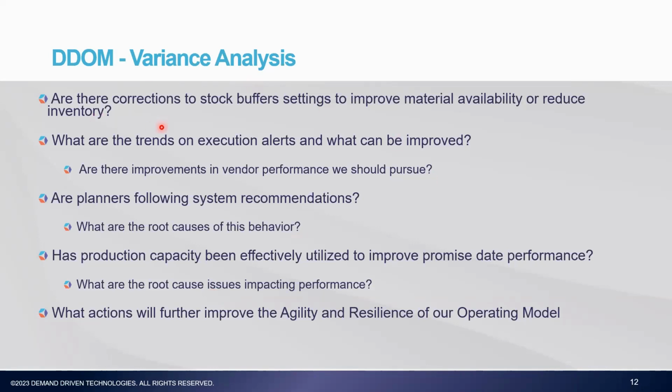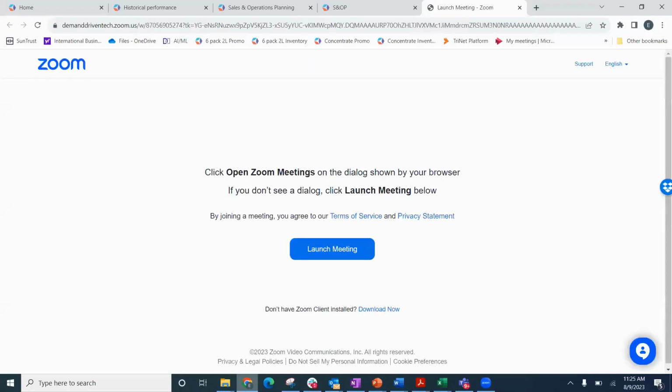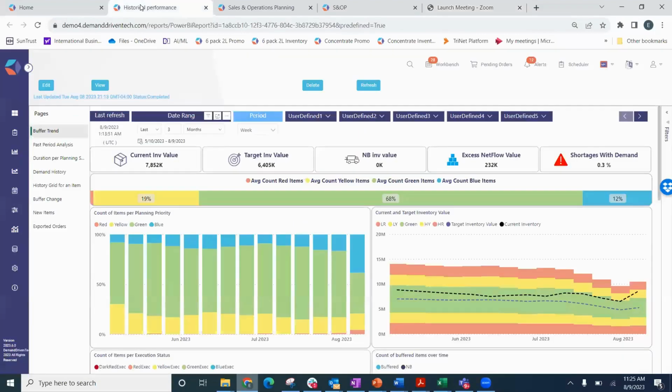So variance analysis is a key topic here. It's one that is often going to be influenced by data analysis and Power BI. So let's jump over to the software here. And what we're going to look at is a range of reports that we've got in the Intuiflow environment. And these are on our historical performance.